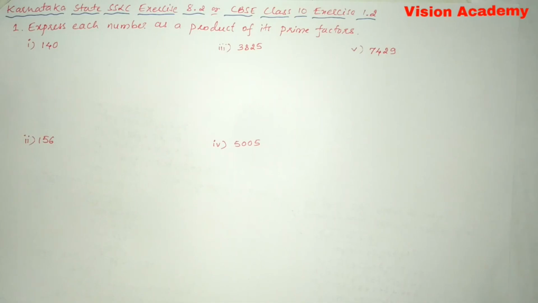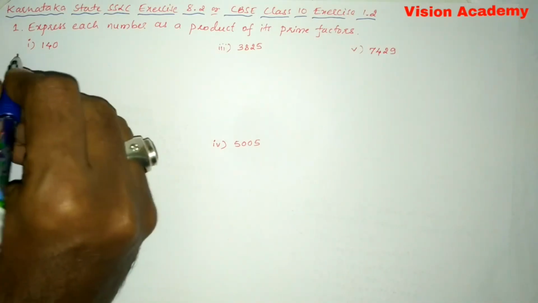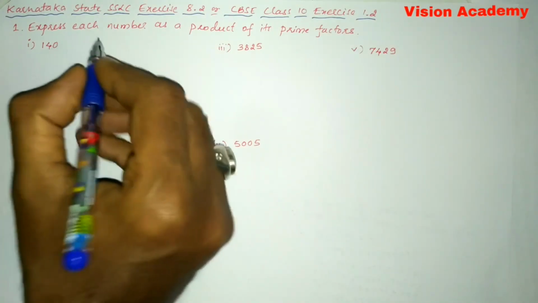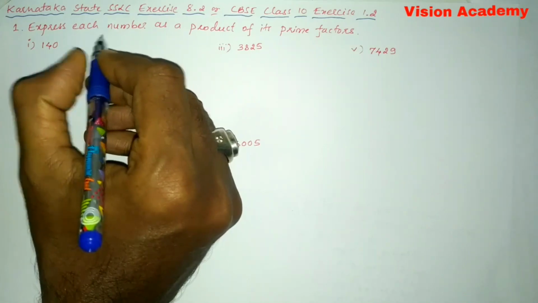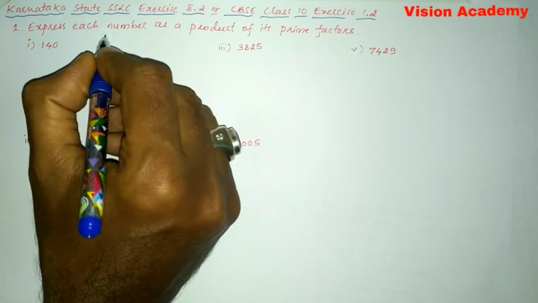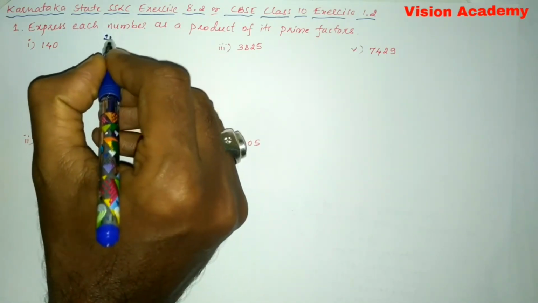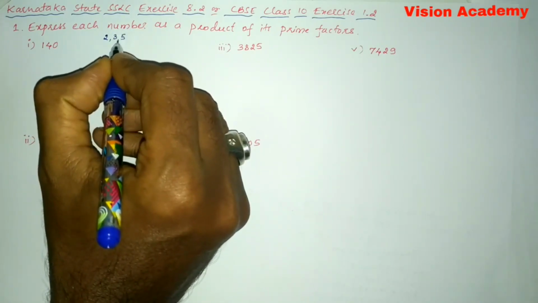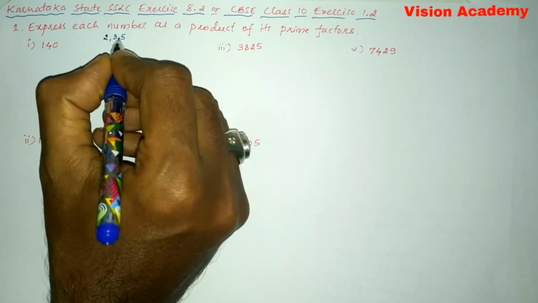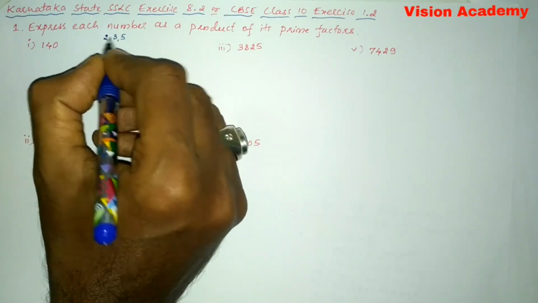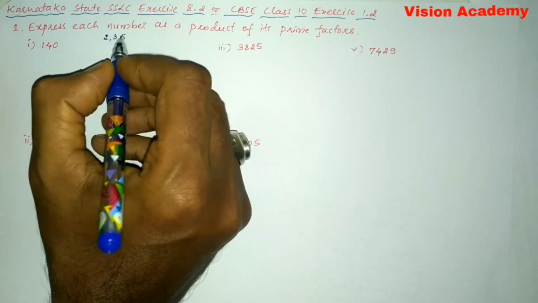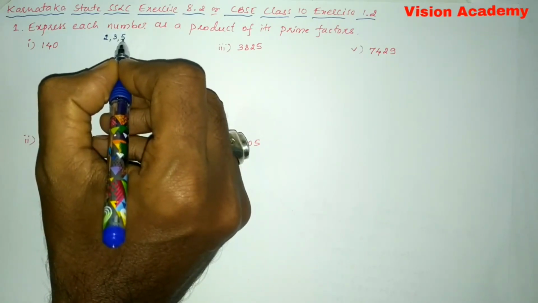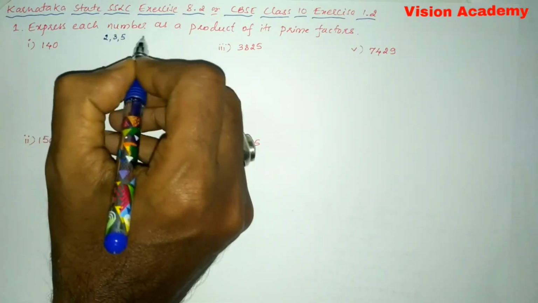Karnataka State SSLC exercise 8.2 or CBSE class 10 exercise 1.2. Question number 1. Express each number as a product of its prime factors. Roman number 1, 140. So here let us write first prime numbers that starts with first 2 and next is 3 and the next one is 5, because if I write here 4, so 4 is divisible by 2. Any number which is not divisible by the previous factors are called as prime numbers.